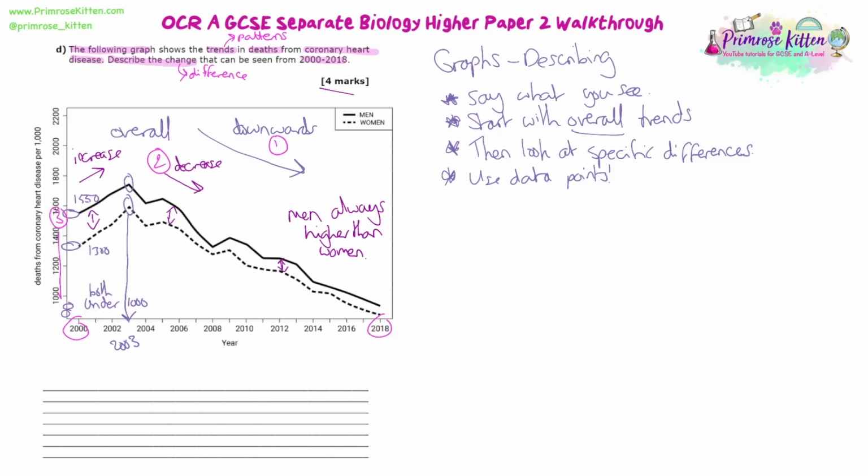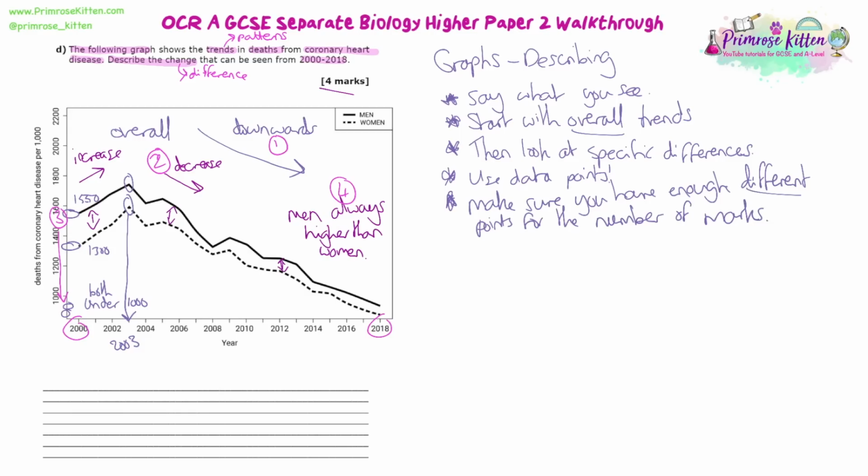So we've got, I think, 4 things we can say. We talk about our overall trend. We look into the specifics of the increase and then the decrease. We've got this idea of using our data points to talk about the actual decrease overall, so the numbers that we can talk about. And then we've got the difference between men and women. That's 4 different things that we can talk about and patterns and trends that we can see in this graph. So that's going to get us our 4 marks.